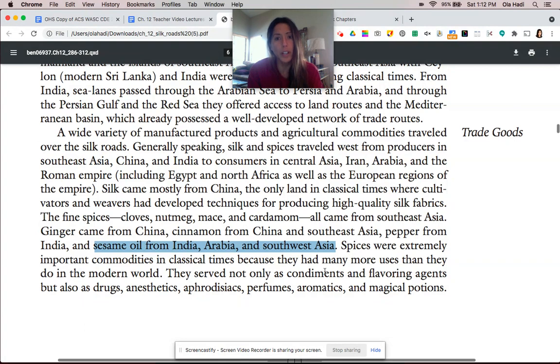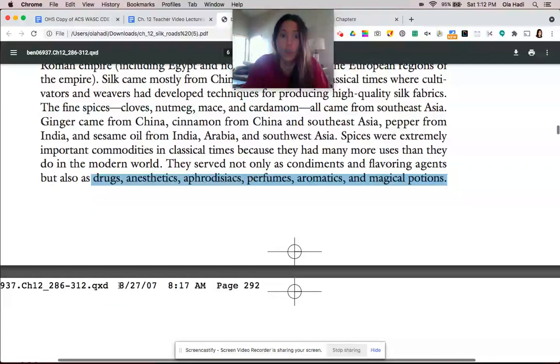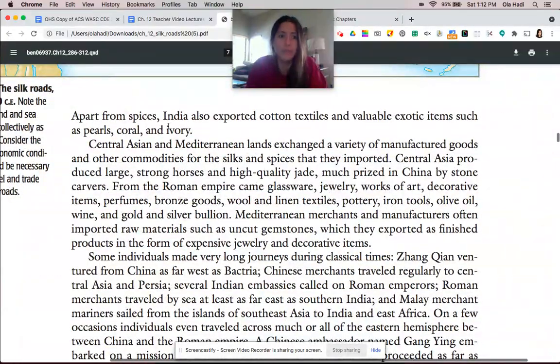Spices were really important in classical times, not just because, the way we use them today, they make our food taste better. Back then, they didn't actually function in this role, but people believed them to have magical properties, or to make you less sensitive to pain, as an anesthetic, or to put you in the mood to make babies, as an aphrodisiac, or as perfumes, aromatics, or even drugs to cure you. So back then, spices were believed to have more of a function. From India, you also got cotton textiles and items such as pearls, corals, and ivory.